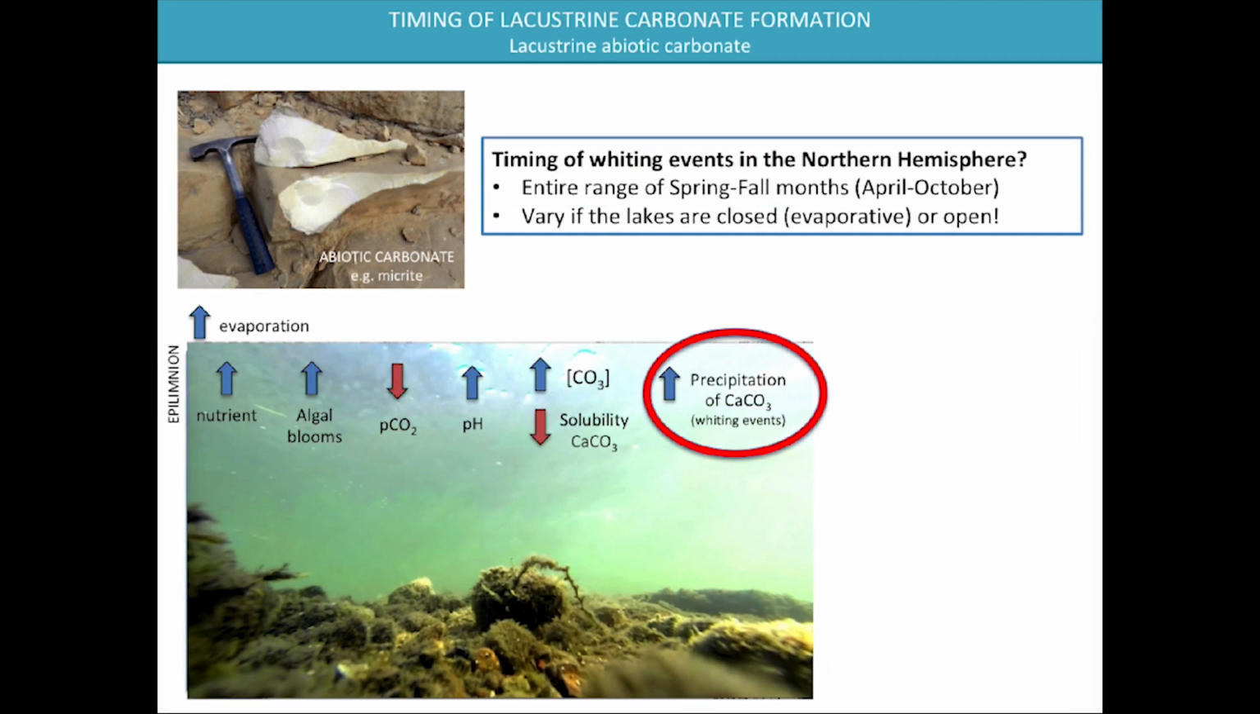But what is the timing in which these inorganic carbonate precipitation events, or whiting events, occur? Peak whiting events have been observed in the Northern Hemisphere lakes during the entire range of spring to fall months, so from April to October. And data suggests that there may be systematic differences in the timing of carbonate formation between open and closed evaporative lakes.